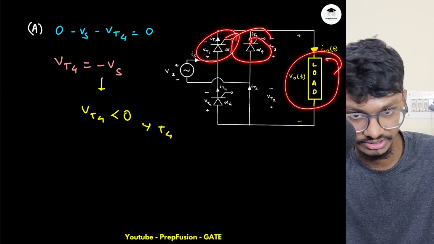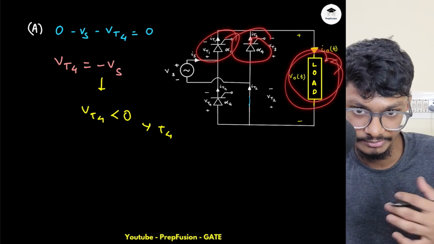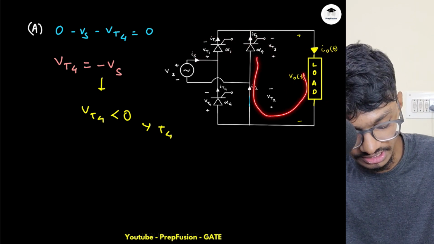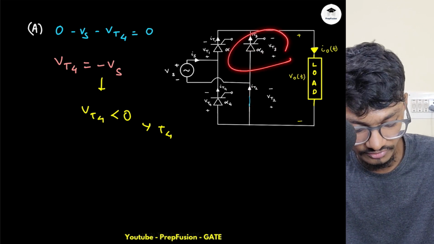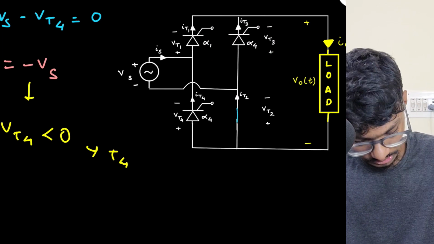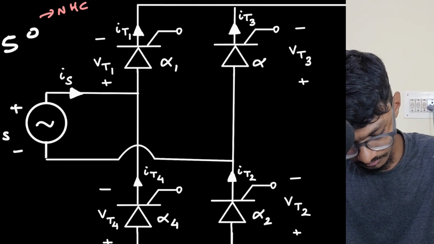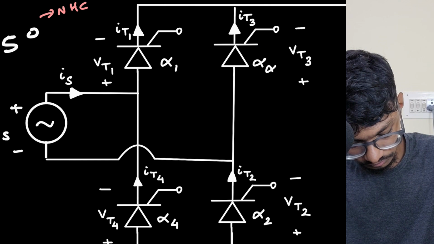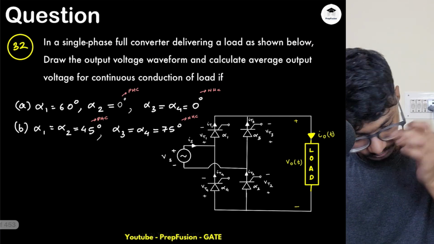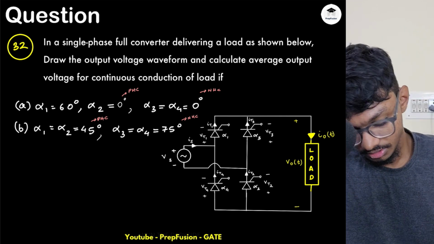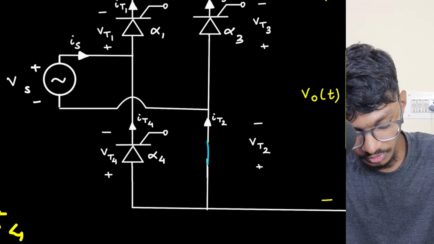And the load voltage, in which there is an inductor, will try to keep the voltage such that this will still keep T3 on. Sorry, not T4, T3. This is actually alpha 3, not alpha 4. So this will still try to keep it on. Why will the inductor keep it on? Because current needs to flow, right?